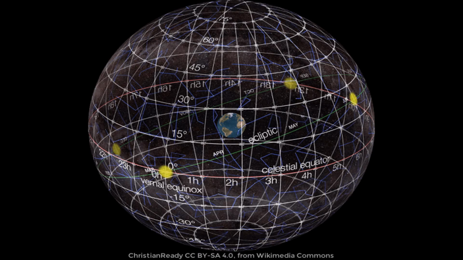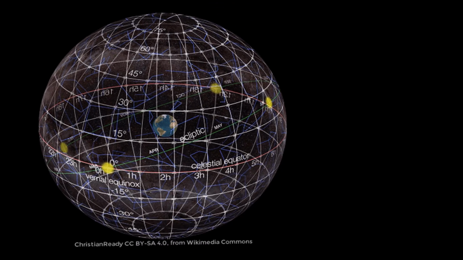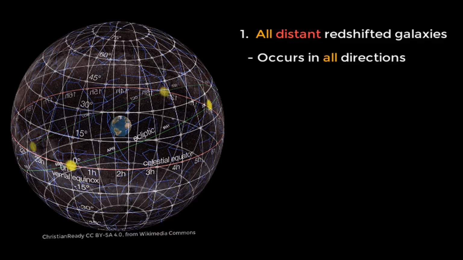This is the celestial sphere, which is a map coordinate system that indicates the position in the sky where we make an observation. With redshift, we see that, first, all distant galaxies are redshifted. In other words, this redshift occurs in all directions independent of the direction in the celestial sphere. This also means that it does not apply locally within what we call the local group.